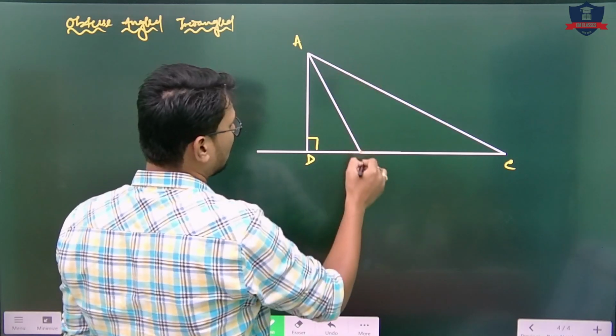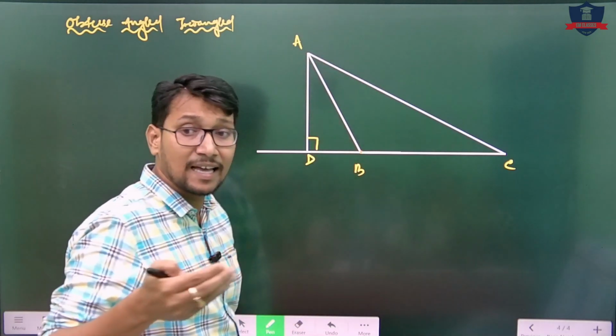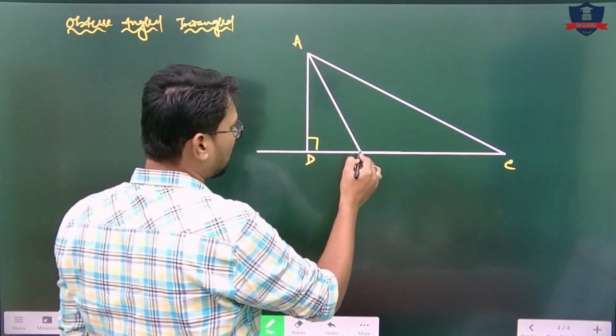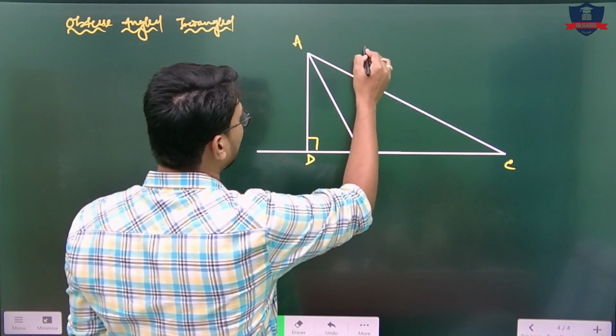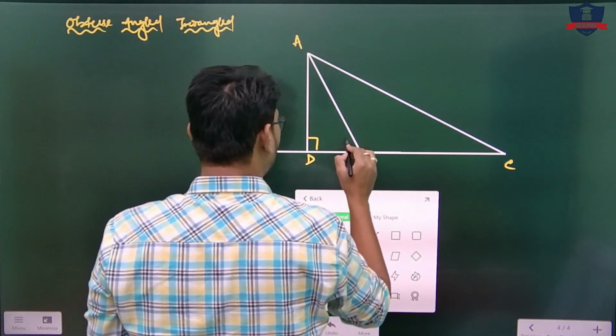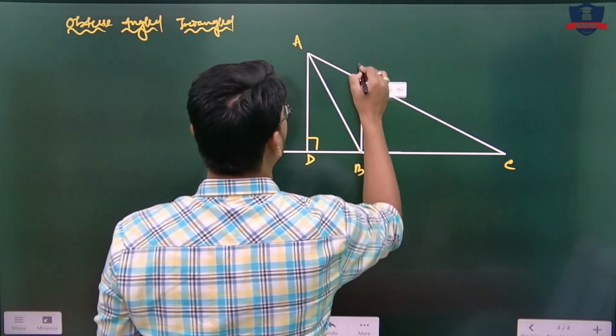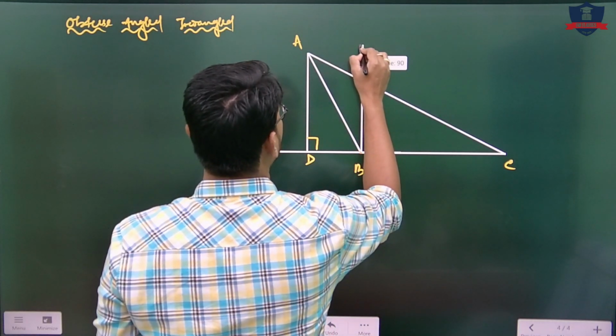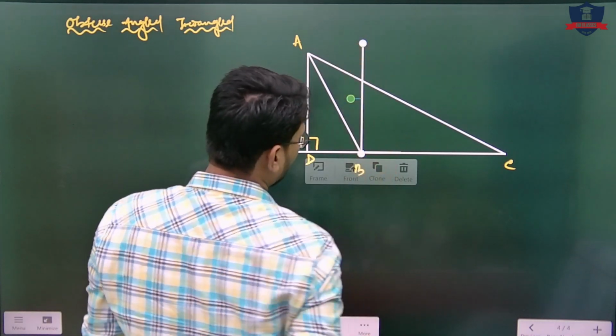Since I am going to make AB a diagonal, I have to draw a perpendicular at point B. That is what? BX. This is BX. Clear everyone?